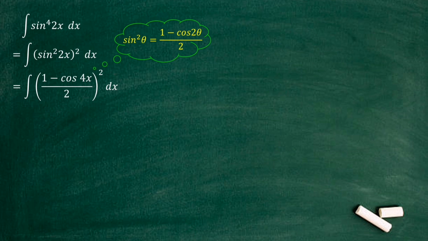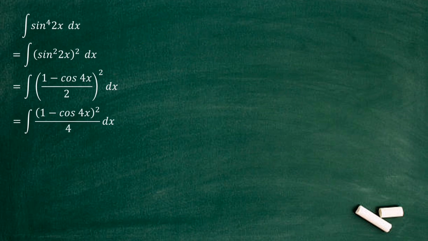Then we can write the integral. In the numerator, we can write (1 minus cos 4x) perfect squared. In the denominator, 2 squared, or we can write 4. The denominator value 4 is a constant, so we can bring 1 over 4 outside of the integral.